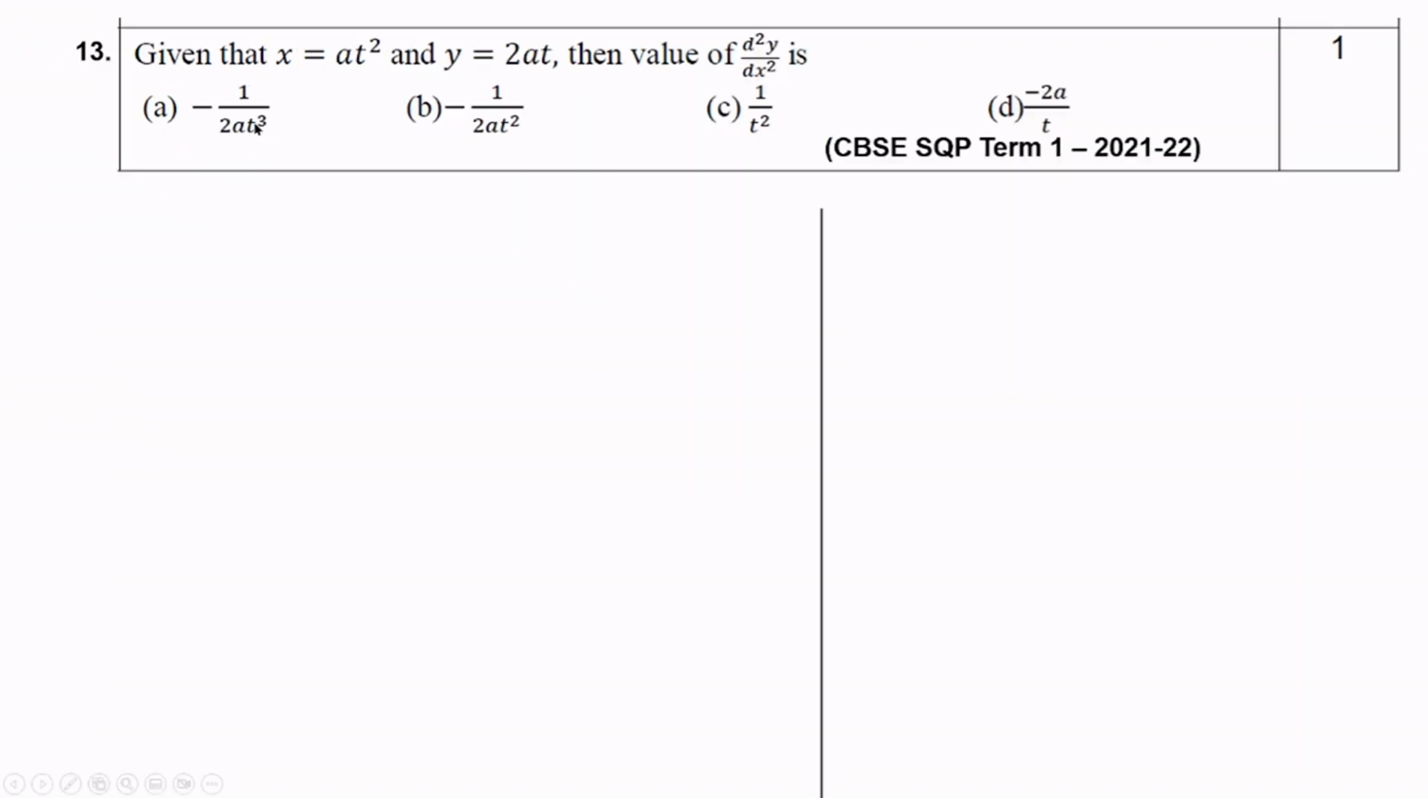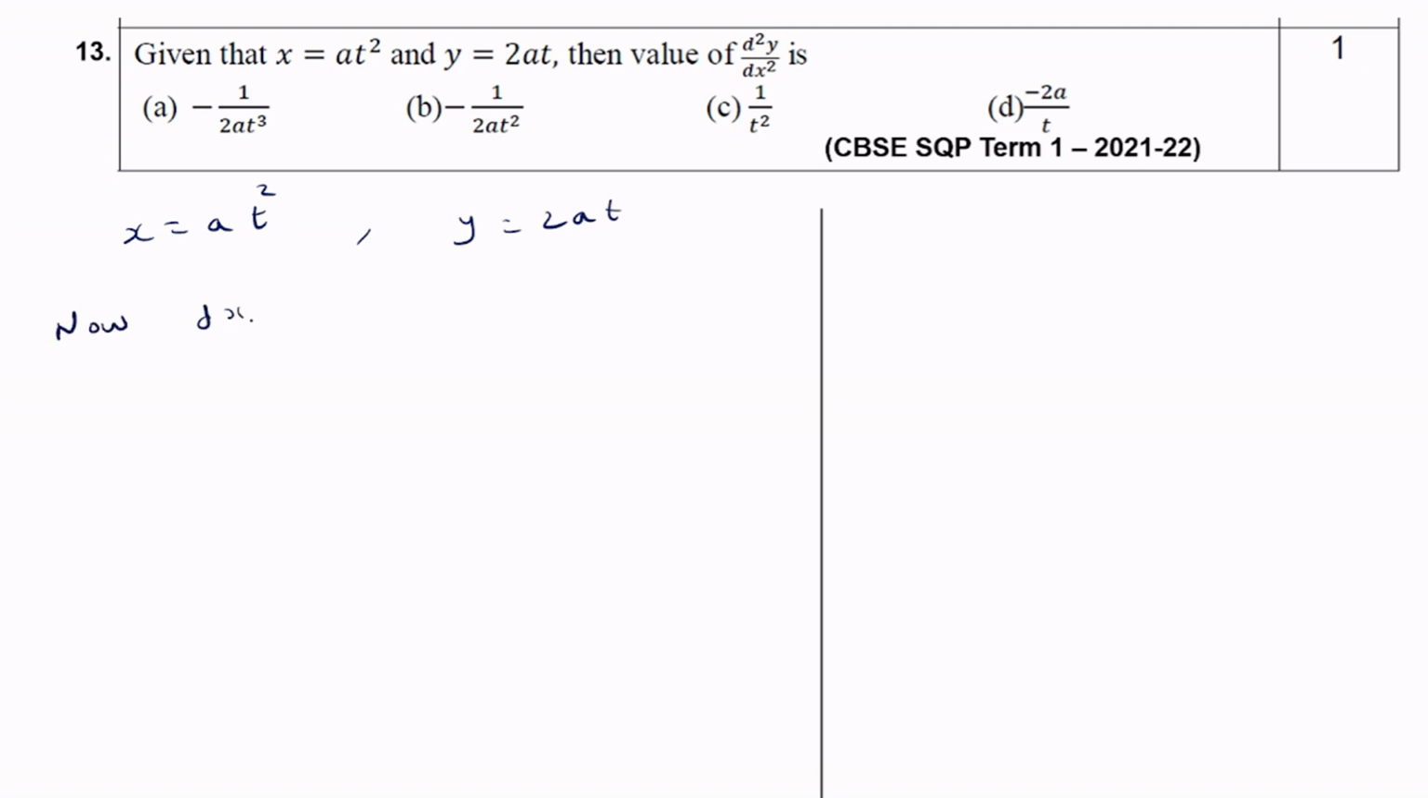Next question, given that x is equal to at square and y equal to 2at, then the value of d square y by dx square is. Now this is differentiation of parametric functions. Here we have x as a function of t and y as a function of t. We have to find d square y by dx square. So for that we have to find dx by dt and dy by dt.